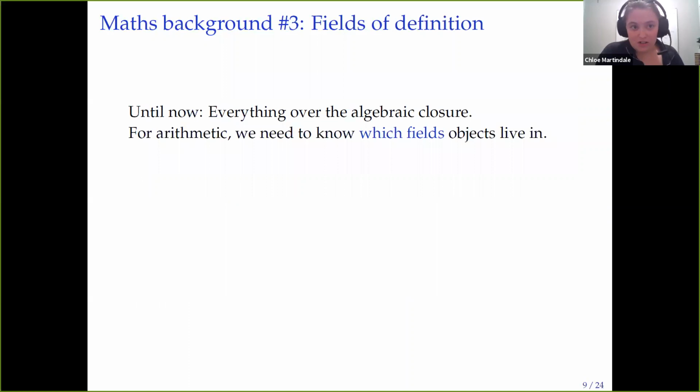Now, I've also touched on this a little bit already, but it turns out to be quite important for us. The third maths background slide is fields of definition. Up until now, everything I've talked about has been over the algebraic closure of the base field of the elliptic curve. For arithmetic, we need to know exactly which fields objects live in. We can't just always assume it's F_p bar, because this is normally over finite fields. We also need to know really which extension of F_p we're working in.